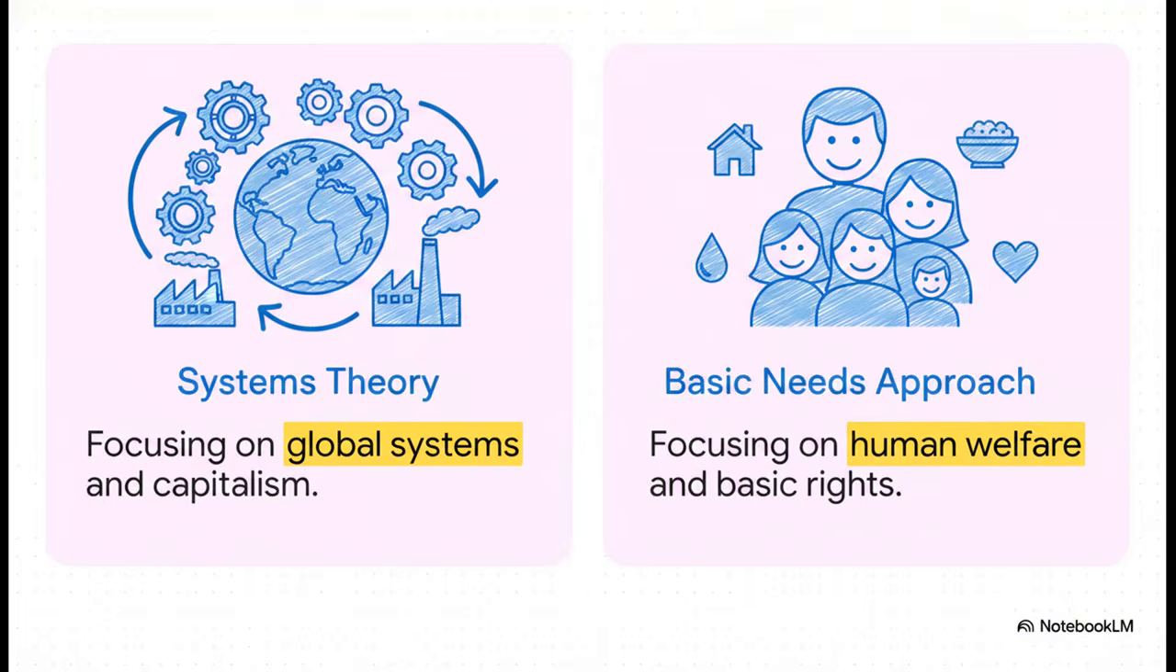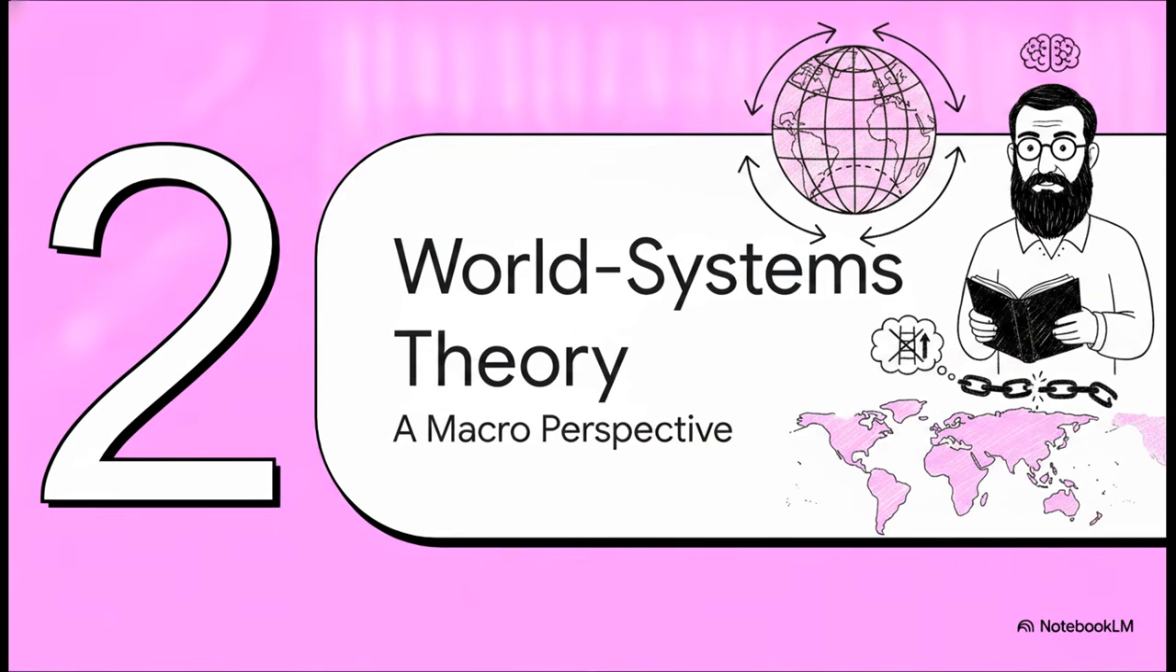To truly understand global development, we basically have to look at the world through two completely different lenses. On one side, we have the massive structural focus of systems theory. This is macroeconomics at its absolute largest. We're zooming all the way out to view global systems and global capitalism. It's like looking through a telescope. But on the flip side, we have the people-centered basic needs approach. This is all about human welfare, zooming right in like a microscope to individual daily survival, human rights, and the immediate needs of communities. Let's look closer at that first lens in Part 2, World Systems Theory Explained.